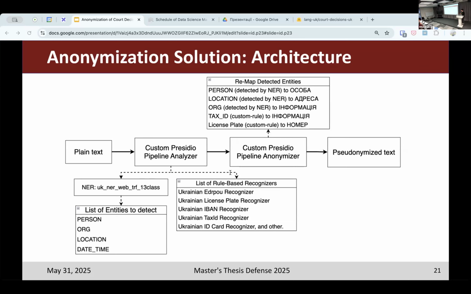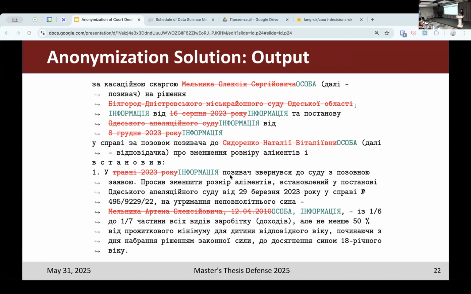So you can see Ukrainian IBAN, tax ID, ID card recognizer, and so on. And also there is a custom anonymizer. The anonymizer's role here is to replace detected entities. So this is the entity of person, for example, here, and to match the core case and later evaluate the accuracy, the performance of the anonymization, we make it specific to our domain. For example, person gets replaced with osoba, location gets replaced with address, organization with information, and so on. And as a result, we receive an anonymization text.